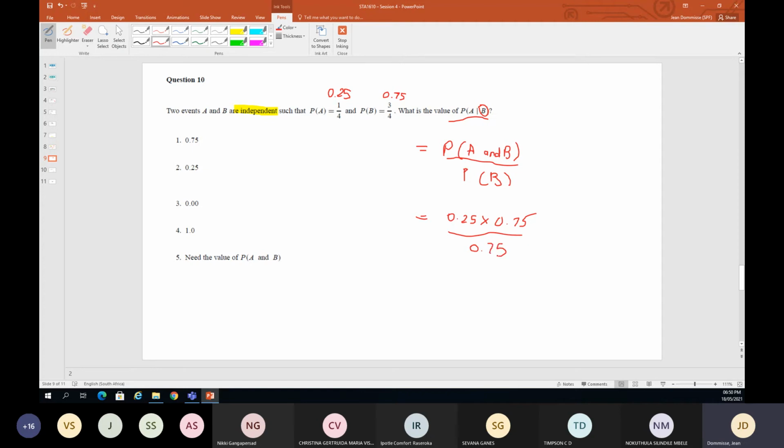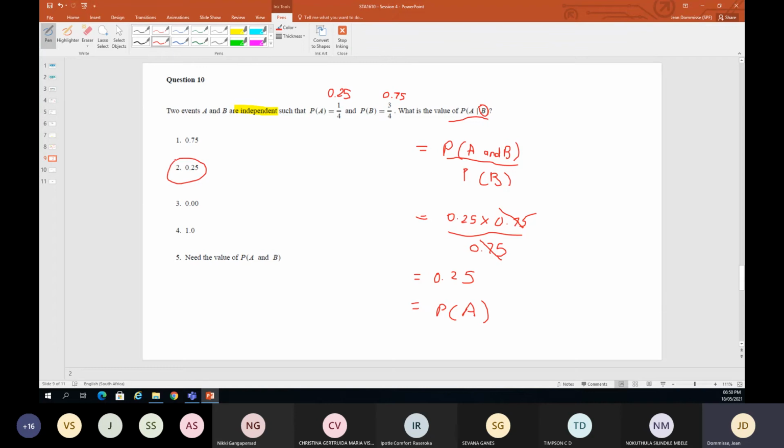Okay, and then you see something very interesting. At the top is a 0.75 and at the bottom as well. So with maths, you can just cancel that out. So the answer is 0.25. And that answer is actually the same as the probability of A. Okay, so the answer would have been option 2.